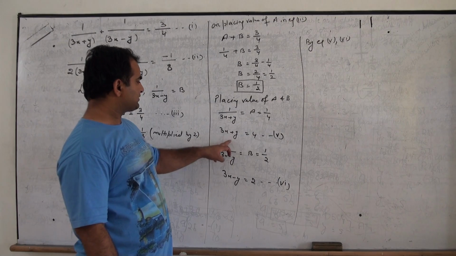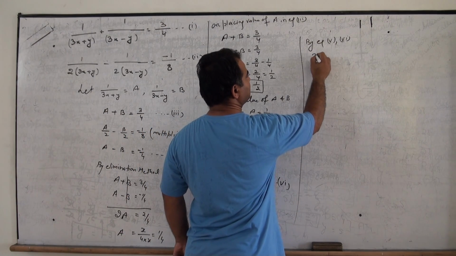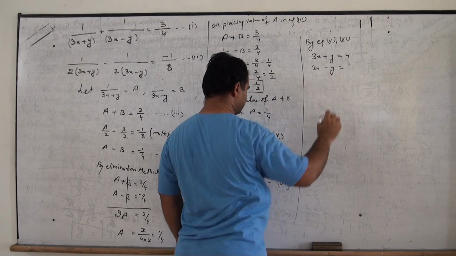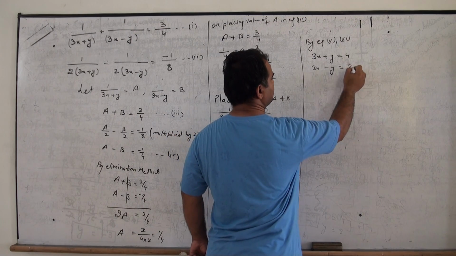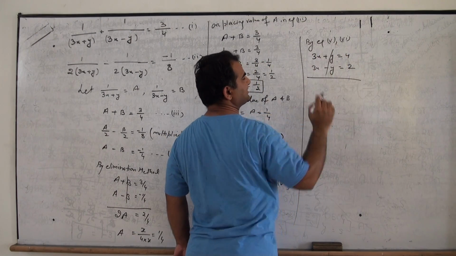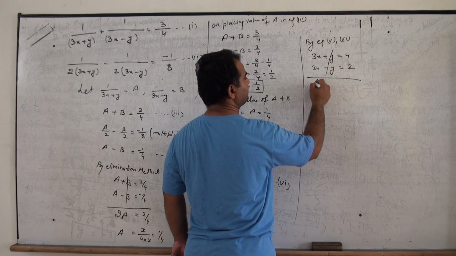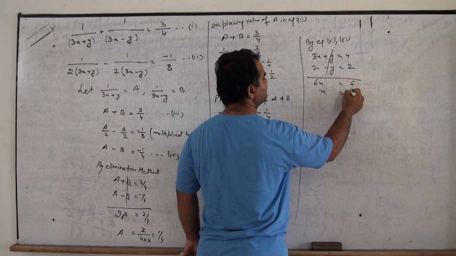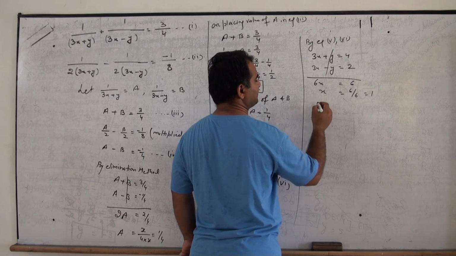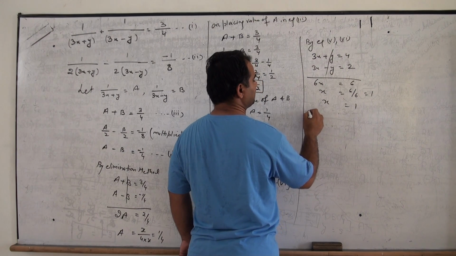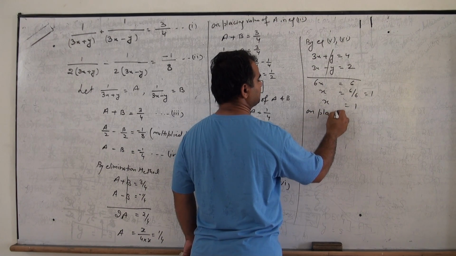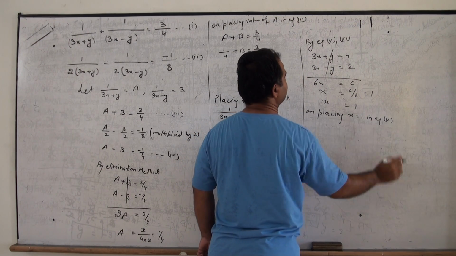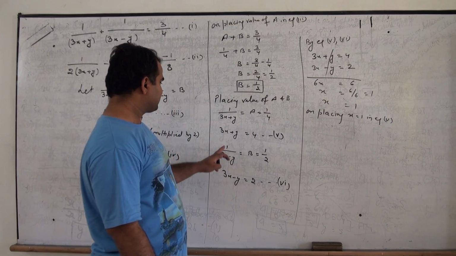So it will be 3x plus y equals to 4 and 3x minus y equals to 2. So on adding, y is cancelled out. What is 3x plus 3x? It will be 6x. What is 4 plus 2? It equals to 6. x is equal to 6 upon 6 equals to 1. So x is equal to 1. On placing x is equal to 1 in equation number 5th.